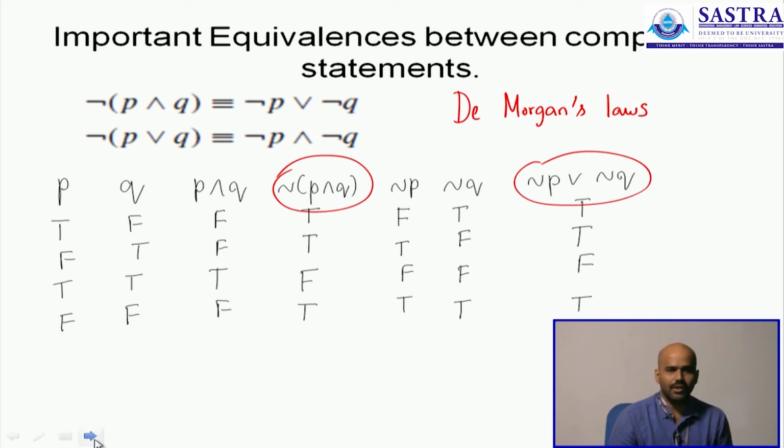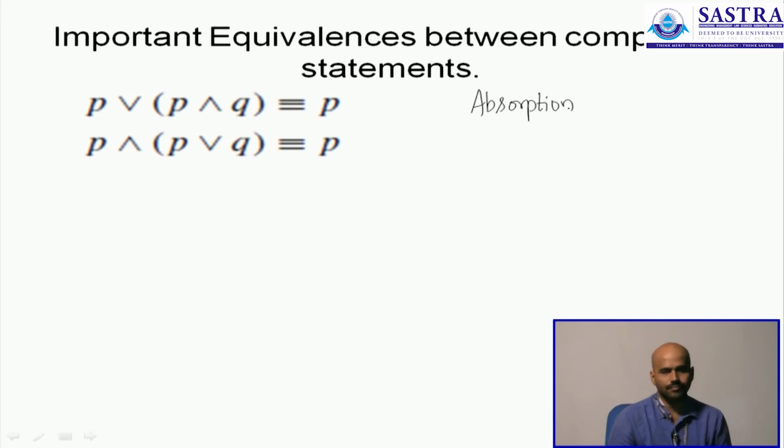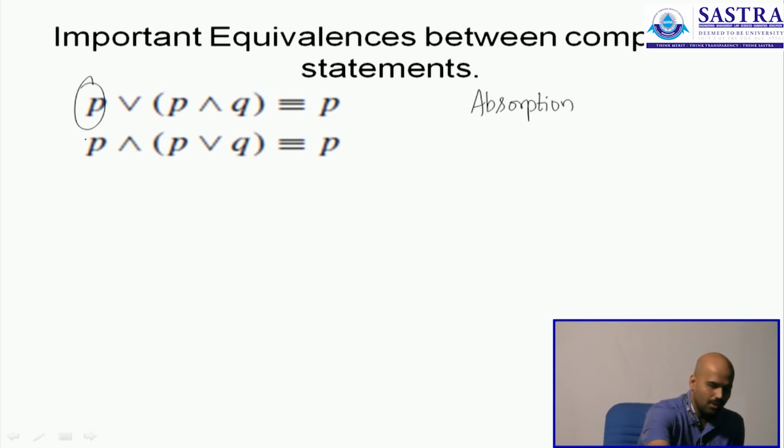In a similar way, you can also try and verify the second statement below. I'll leave that to you as an exercise. It's not much difficult. Okay. This next is what you call an absorption law. When you have a statement which is disjuncted with a conjunction, or in a conjunction with a disjunction, then the statement comes back.